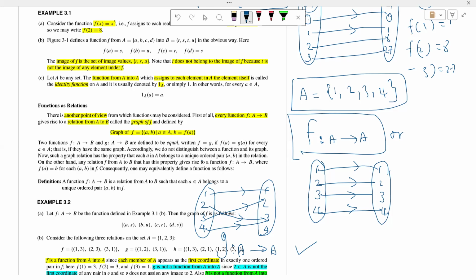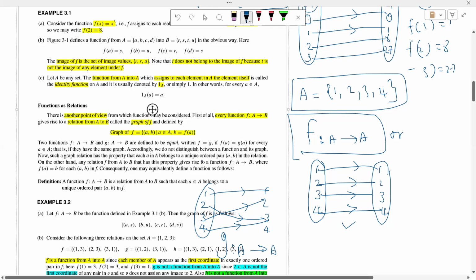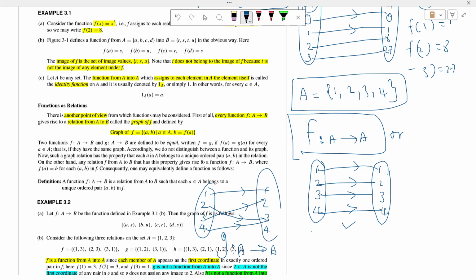This is also considered a one-to-one function. This is not only a one-to-one function, right? But here, if you look at here, the element 4 is not assigned, right? But this is a function, right? This is a one-to-one function. So don't think if it is an identity function, it is always considered this way, right?